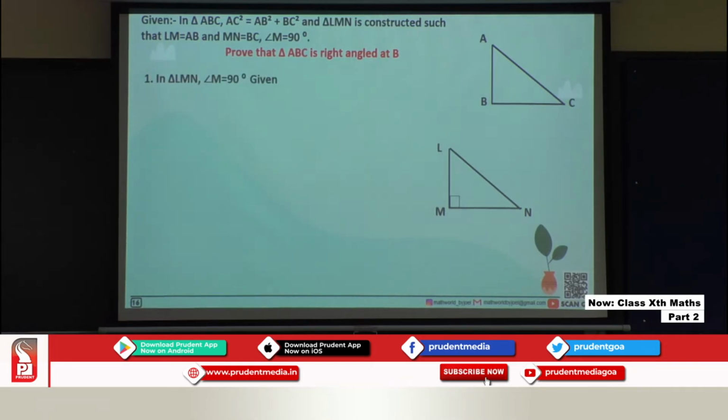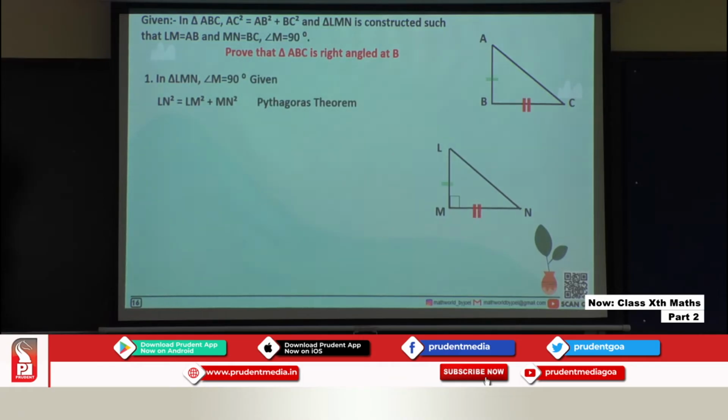In triangle LMN, angle M is 90 degrees. It is already given in the statement. Next, if there is a right angle triangle, I know how to locate the hypotenuse, and once I do that, I can write Pythagoras theorem, because there is a 90 degree angle. So it would become LN square is equal to LM square plus MN square. Now, what did we use over here? We used the Pythagoras theorem.